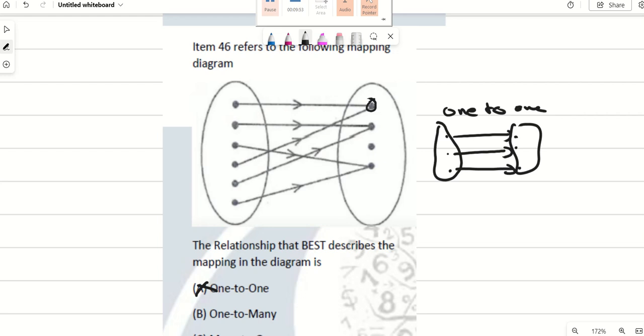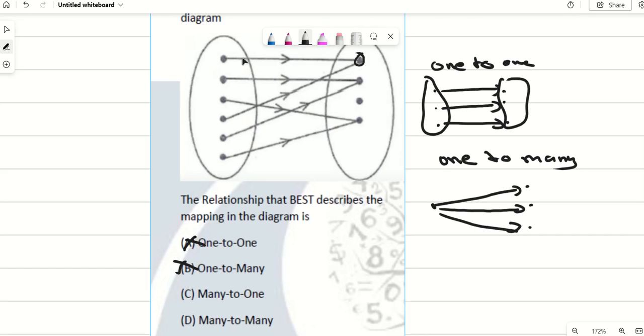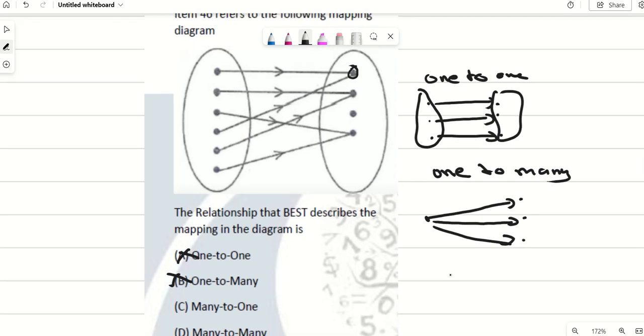We have one-to-many. One-to-many just means we have one little dot and we have many here, and this is mapping onto a set. That is not the case, right? So it is not one to many. Then it asks you for many to one, right? If we look at this, are we having many of them going to one? Yes. If we look at this, we have two little lines going to one, and we have two little lines again going to one. So we can say that this is a many to one, meaning many dots is going to one point here.